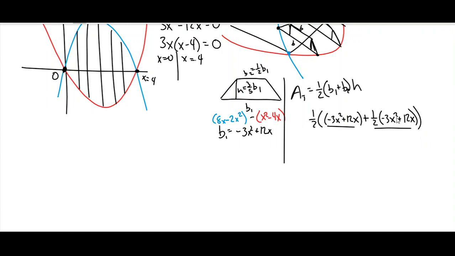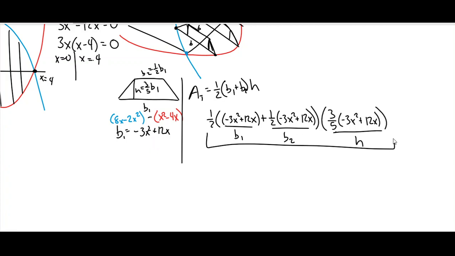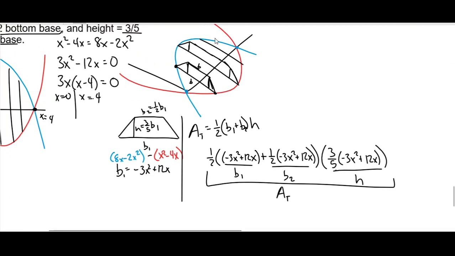I'm running out of space over here. Let me scroll this over here real quick. Oh, sorry. And the height is equal to 3/5 times negative 3x squared plus 12x. There we go. This whole thing right here, by the way, this is the height. So this is my h, this is my base 2, and this is my base 1, right? And this whole thing that we just wrote out, this is the area of a single trapezoid, right? Area of a single trapezoid for this cutoff that we have for this shape up here. It's just one of them.